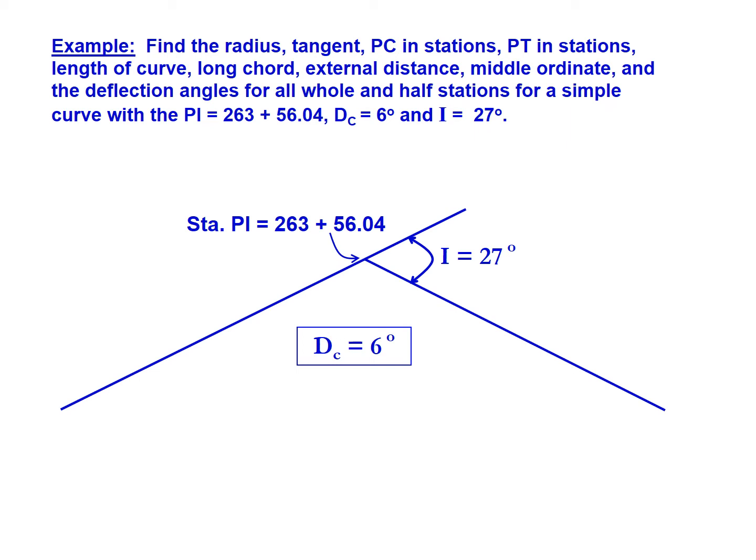In this example, we're asked to find the radius, tangent, point of curvature, point of tangency, length of curve, long chord, external distance, middle ordinate, and the deflection angles for all whole and half stations for a simple curve. Basically, we're asked to find everything. We're told that this curve has a point of intersection, a PI, of 263 plus 56.04, a degree of curve of 6 degrees, and an intersecting angle of 27 degrees.